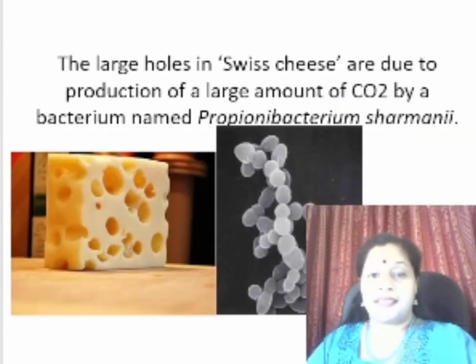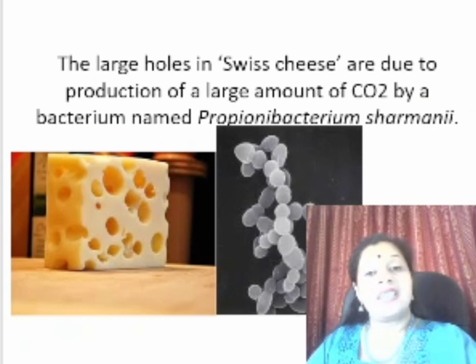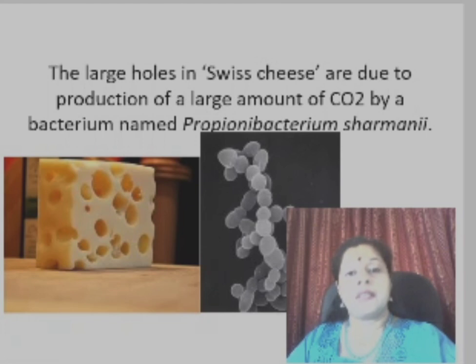Now coming to cheese. All of us like cheese and cheese is available in different forms and different types. Among the different types of cheese, Swiss cheese is very popular. It has got large holes in it. How are these holes formed? It is by the large amount of carbon dioxide produced by a particular bacterium used for fermenting that Swiss cheese. That bacterium is called Propionibacterium shermanii. Again, Propionibacterium shermanii. You have to learn these names very well.